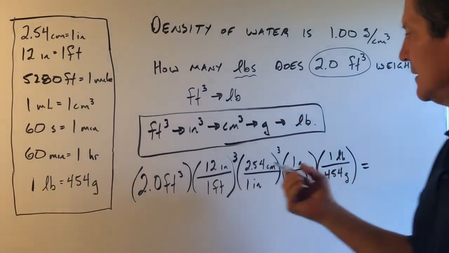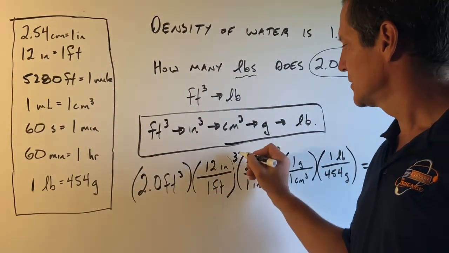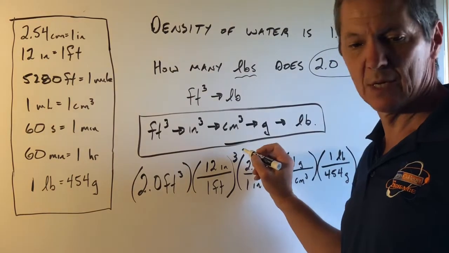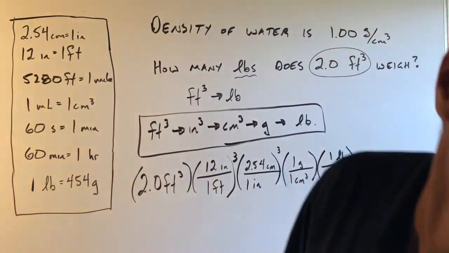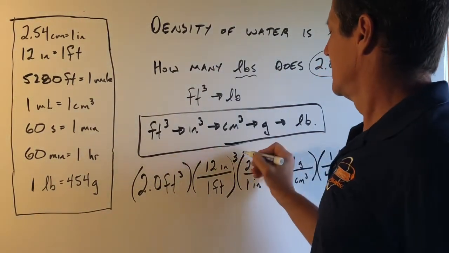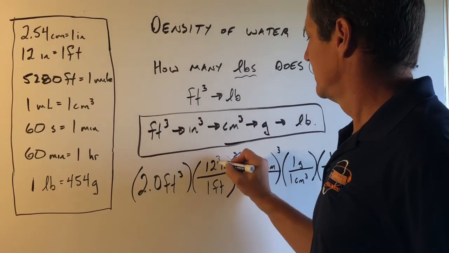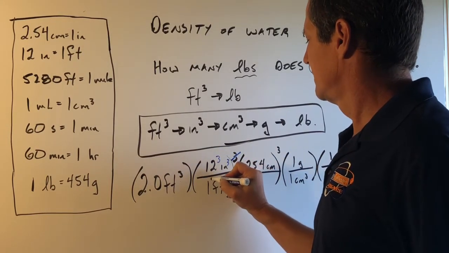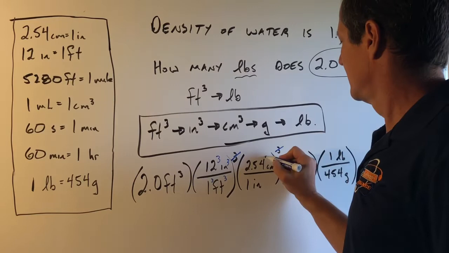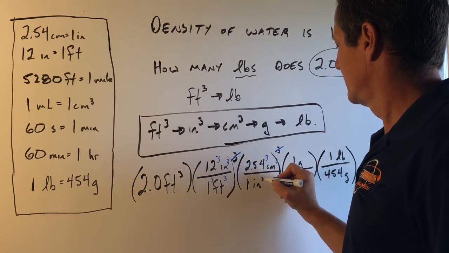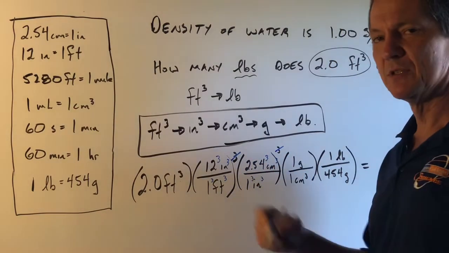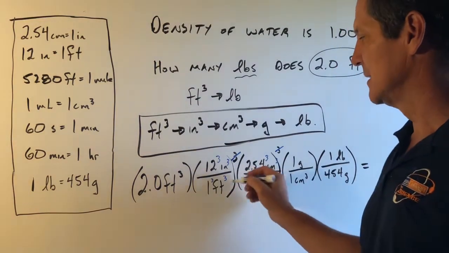Okay, so I've set that all up. I want to double check that the units actually work, and I might do this as a, let me just do another color here. Okay, so I've distributed that cube across all the pieces of the term.